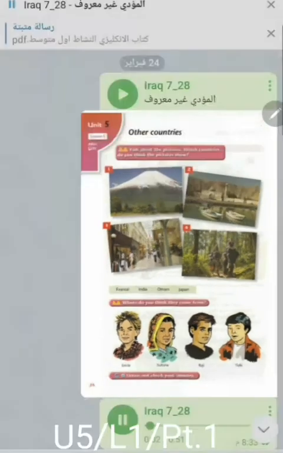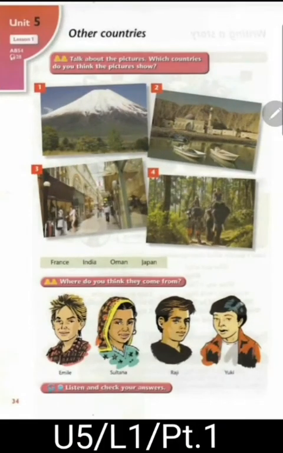Okay, guys, now the matter becomes easy. We can see that Emil comes from France and Sultana comes from Oman. Raji comes from India and Yuki comes from Japan. And then we join the pictures with the names of the countries and the names of the persons.